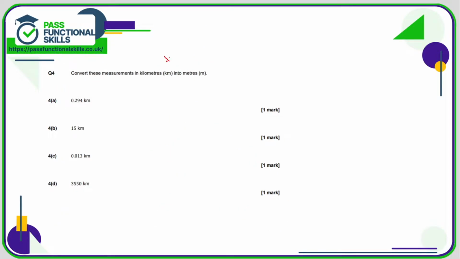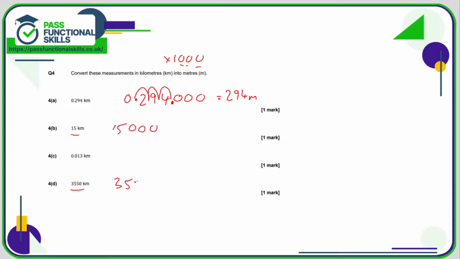Kilometres into metres, we are multiplying by 1,000, so if there's a decimal, we are moving the decimal point 3 positions to the right because we want to make the number bigger. And again, you might want to add zeros to the right hand side to make it more obvious. 1, 2, 3, so 294.000, in other words, 294 metres. When you've got a whole number, when you're multiplying by 1,000, just put 3 zeros on the end, so that's going to be 15,000. And this is going to be 3,500 with 3 zeros on the end, so that's 3,500,000.